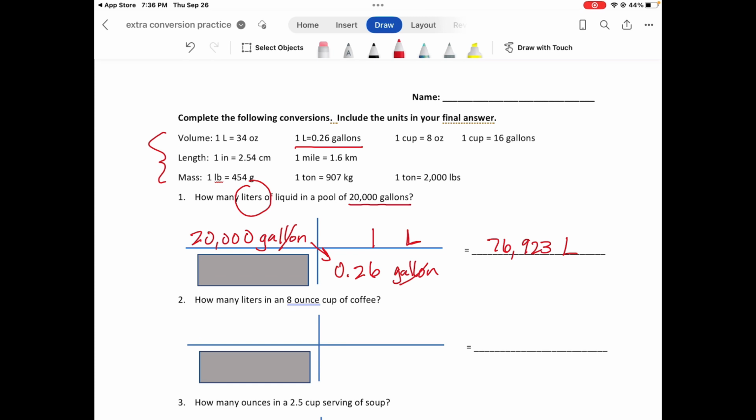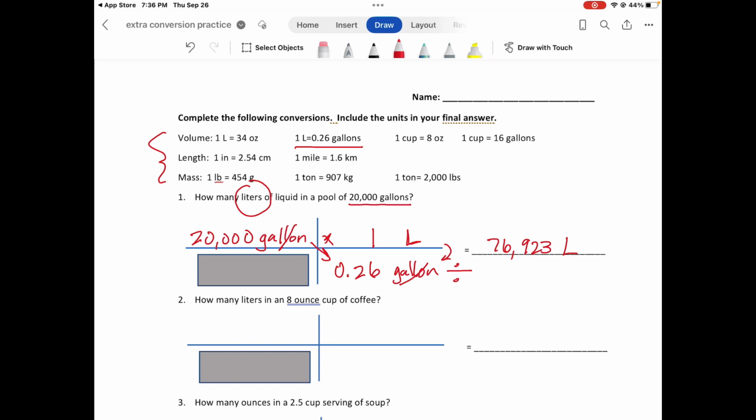But that makes sense because a liter is about the size of an Nalgene bottle, and a gallon is much bigger, like a gallon of milk. So you would expect the number to be more. All right, so that works. So to calculate this, remember I took 20,000 times 1, and then I divided by 0.26. All right, let's do the next one.